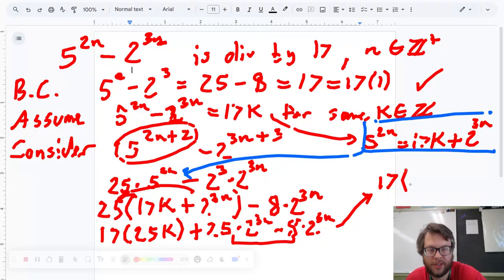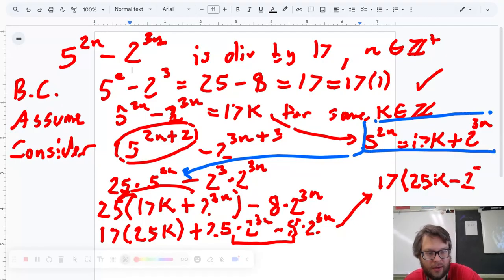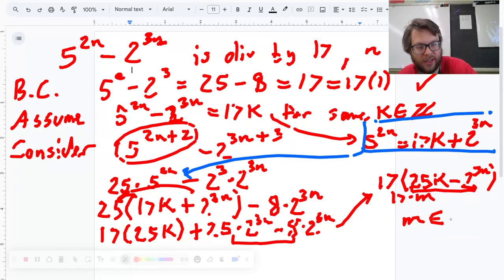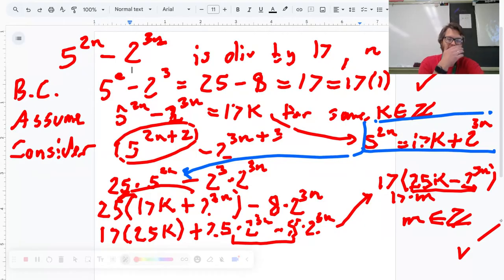So I have 17 times 25k minus 17 copies of 2 to the 3n. Well, guess what that is? That's 17 times m, and m is just a different letter. You don't need to use a different letter. You could have just grabbed this and written down that this is an integer, but I'm just going to write 17 times m, for m is some integer, and now the proof is done.